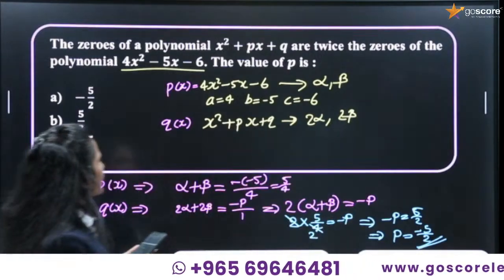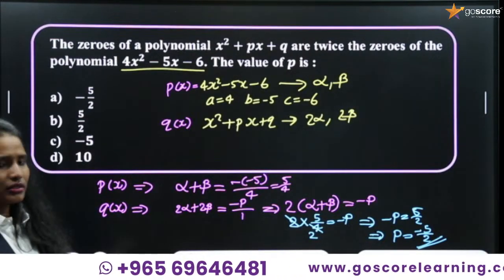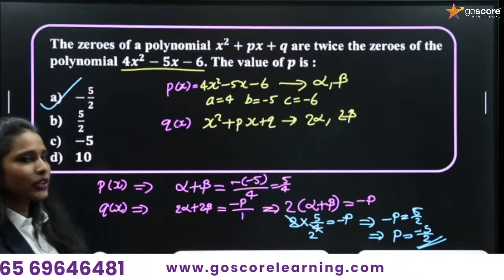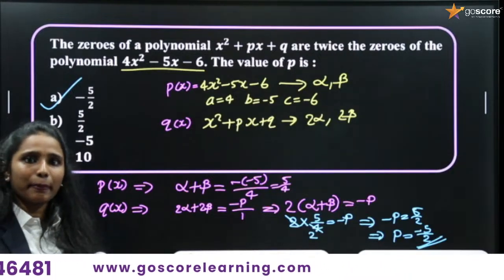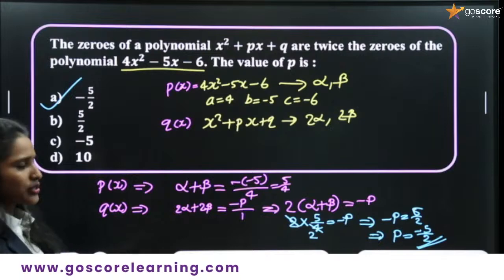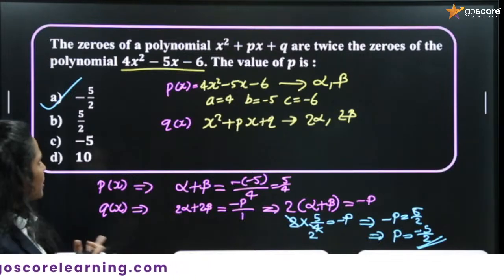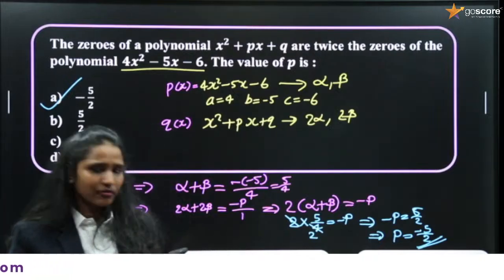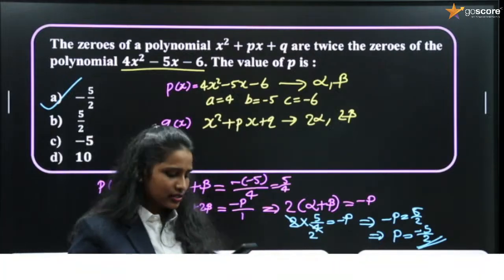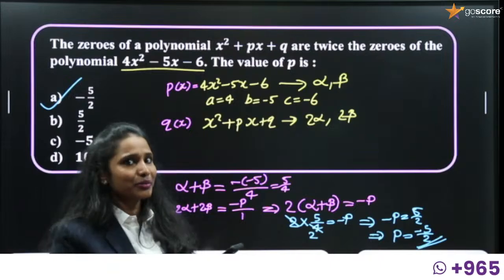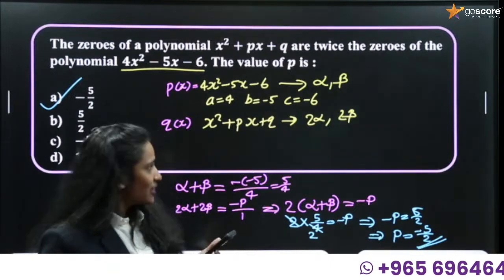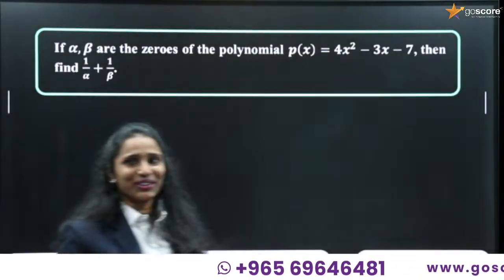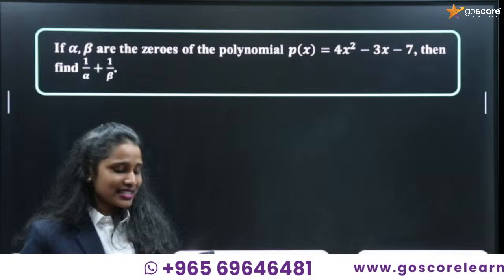Is there an option like that? Minus 5 by 2? Good. So minus 5 by 2. You got it? Okay. Is this question confusing or not? You want it again? I need to explain it again? Clear? Let me know in the comments. Then only I will explain it again. Okay? Yeah. You need to study more. Okay. You are simply guessing the answer.